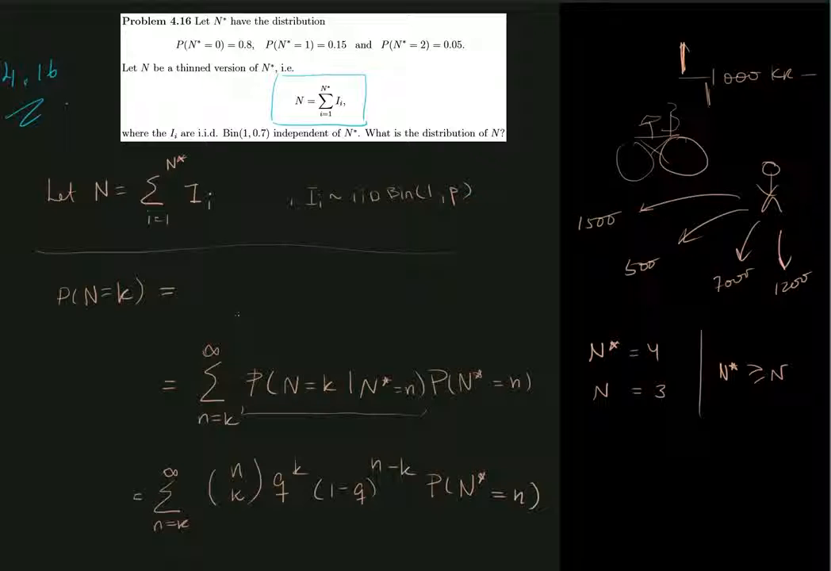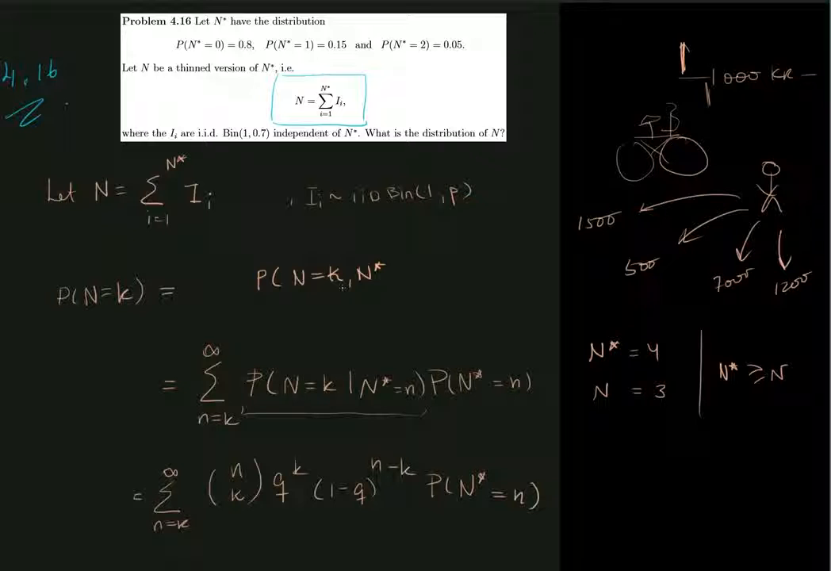Well, first of all, let's think about what should happen for N to be equal to k. There are different cases where N is equal to k, right? Either N is equal to k and N star is equal to k as well. Can it be possible that N is equal to k, but N star, for example, is something smaller than k? Well, let's think about it. N can be at most N star, so N star cannot be smaller than N.